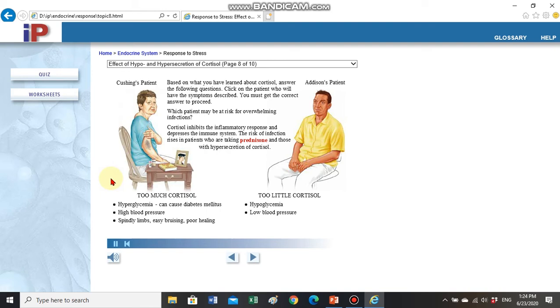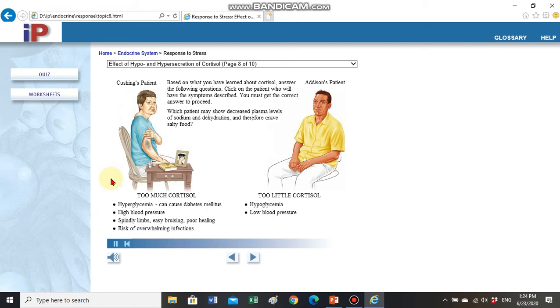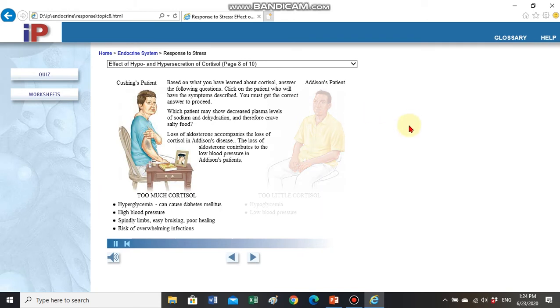Which patient may show decreased plasma levels of sodium and dehydration and therefore crave salty food? Loss of aldosterone accompanies the loss of cortisol in Addison's disease. Aldosterone acts to retain salt and water. Note that the loss of aldosterone contributes to the low blood pressure in Addison's patients.